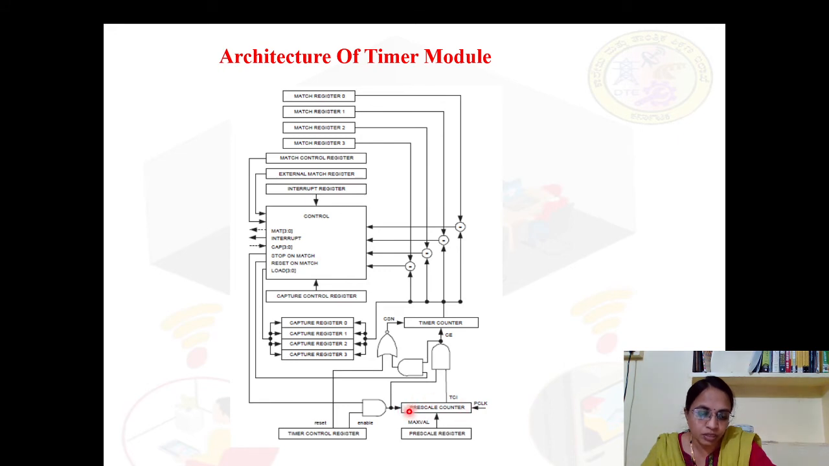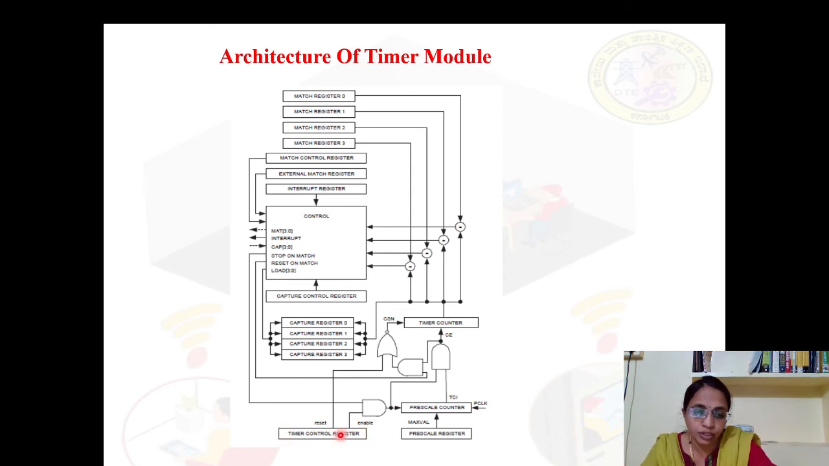The prescale counter will count the clock cycles of the peripheral clock. When it reaches the maximum value, it in turn increments the timer counter. And what is the maximum value it can count? That will be decided by another register called the prescale register. So there is a prescale register which holds the maximum value, and there is a prescale counter. It will count up to the maximum value, and when it does, it will increment the timer counter. This timer counter can be enabled or disabled, or it can be reset using another register called the timer control register.